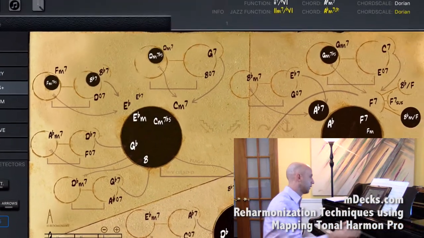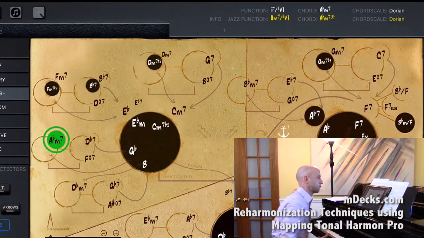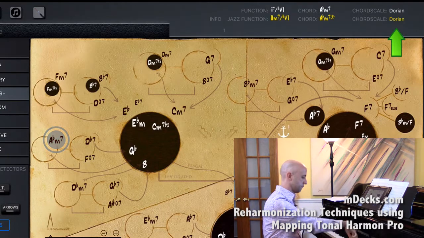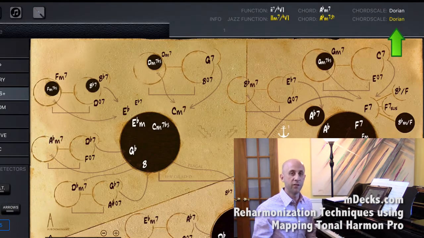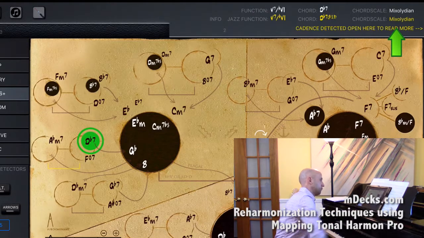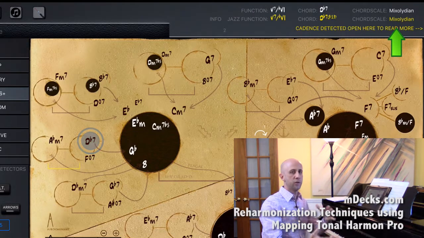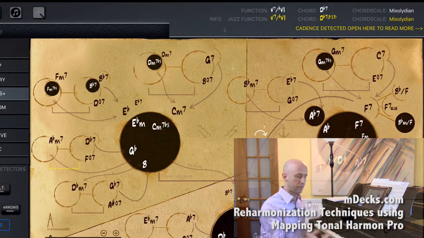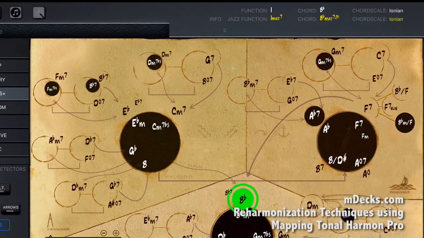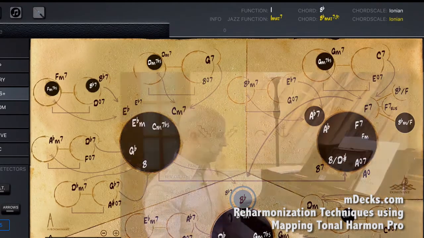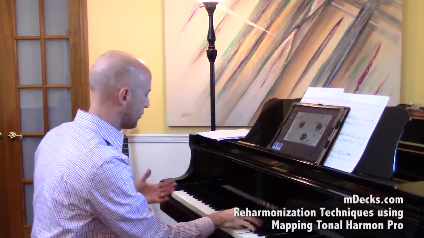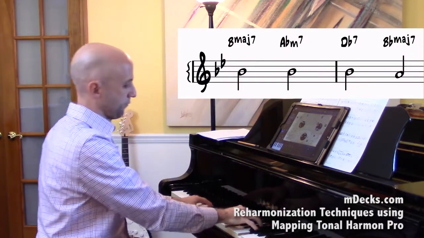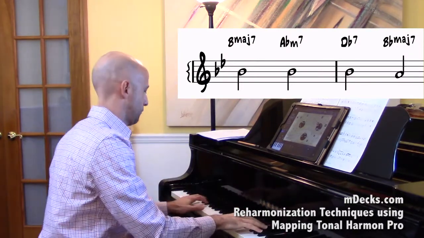So having said that, we go to A flat minor 7. We see it's Dorian. Our pedal tone is the 2nd scale degree of that Dorian chord scale. Where do we go after that? We went to D flat 7. Its chord scale is Mixolydian. There's the 6th scale degree of Mixolydian. B flat is. All right, and then we just went to our 1. So that's how we got this chord sequence or this progression.